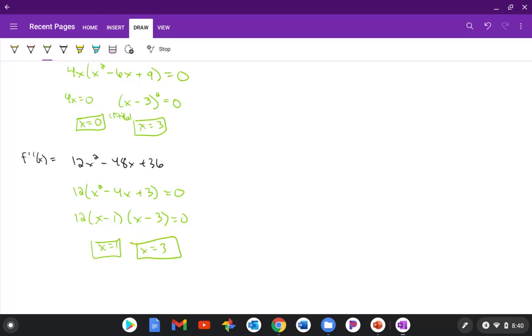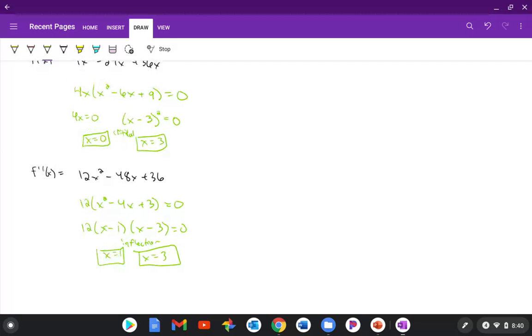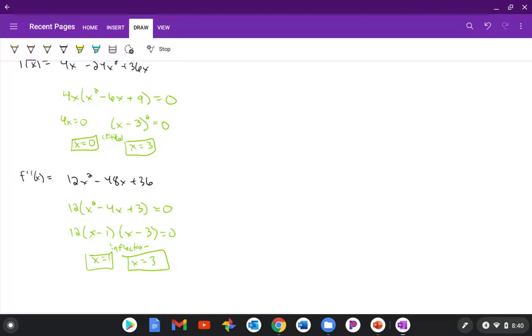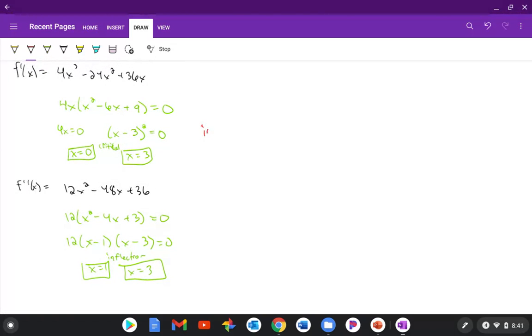So we end up having an overlap again. That is not always the case, but it just ended up happening in both of these. All right, so we got our inflection points, our critical numbers. So now we can set up our intervals.